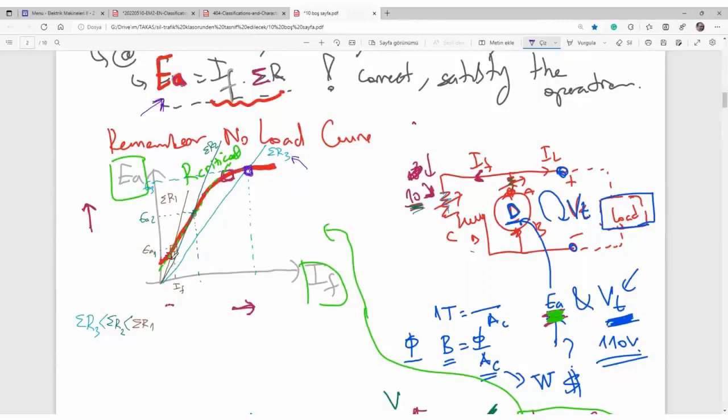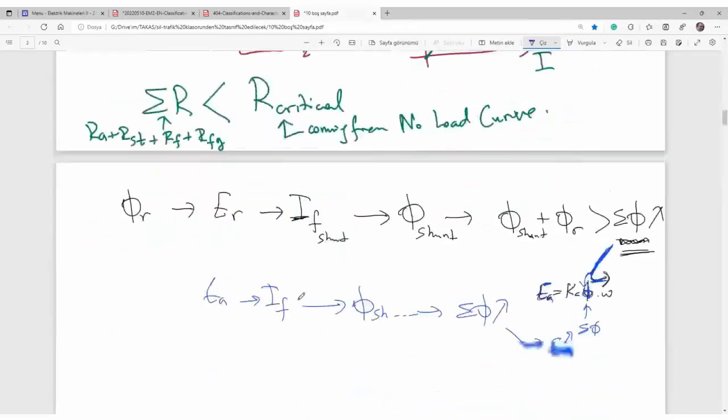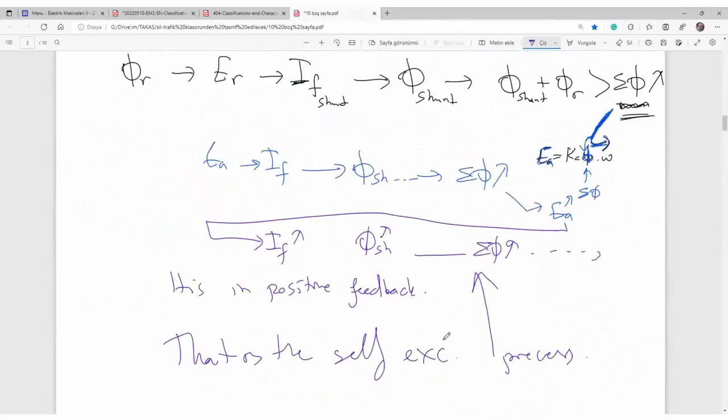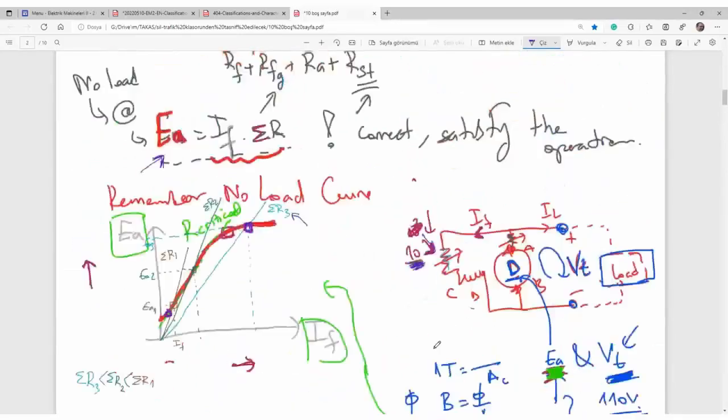If there is a high resistance in the circuit, there is no self-excitation. Voltage will increase up to here. If there is a high resistance again, voltage will continue increasing, but the possible operating point would be here. So it depends on the resistance in the loop.